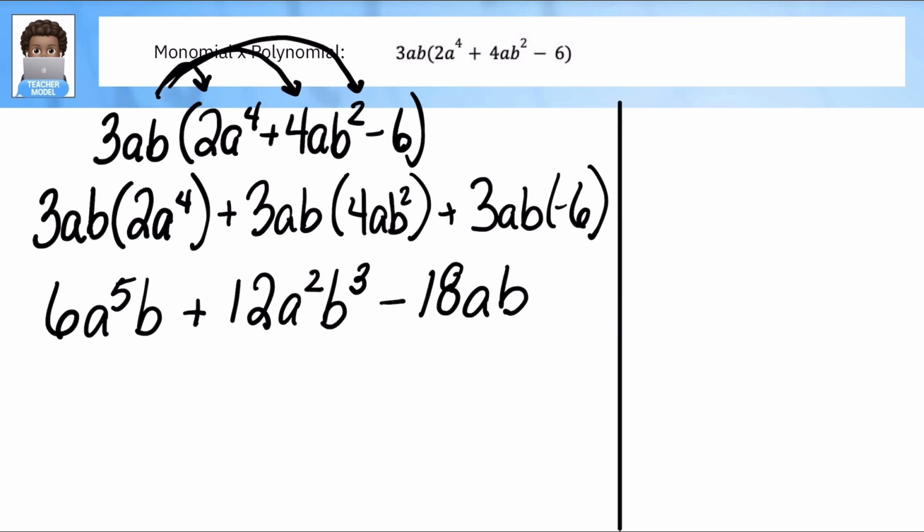So for our final step, let's just make sure that we have everything in standard form. A to the 5th plus 1, so this is a 6th degree. This one is a 5th degree. 2 plus 3 is 5, and the second one is a 2nd degree. So this is correct. It is in standard form.